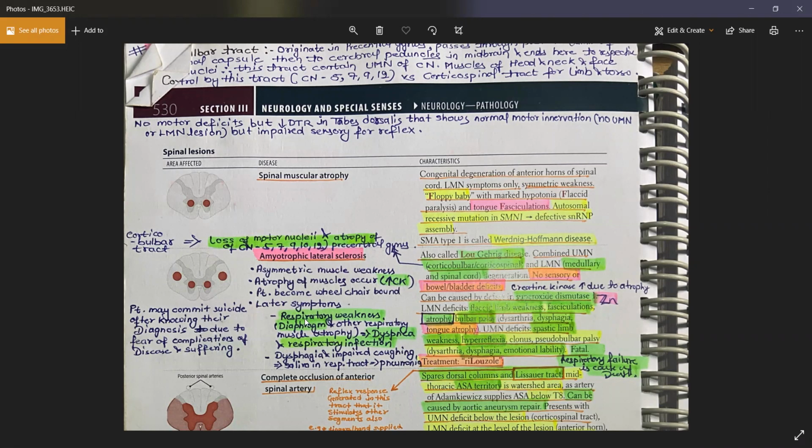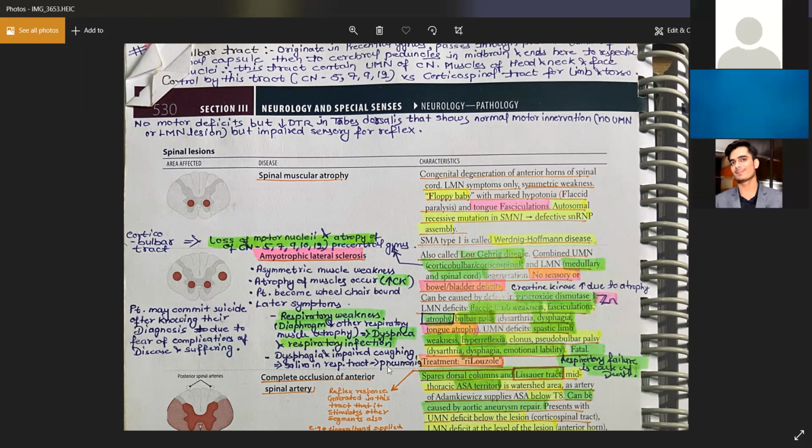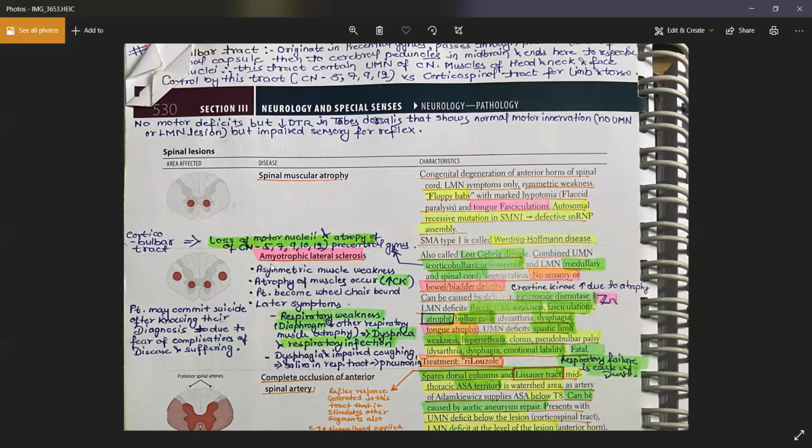In the later symptoms, a respiratory weakness will occur, and as a result, the patient will become too weak to cough. They cannot cough properly, right? They will have recurrent pneumonia also. Dyspnea will be there. Respiratory infections will be there. So these are the symptoms of amyotrophic lateral sclerosis. You are having both hyporeflexia as well as hyperreflexia. Both the atrophy as well as spasticity of the muscles will be there. Both things are there.